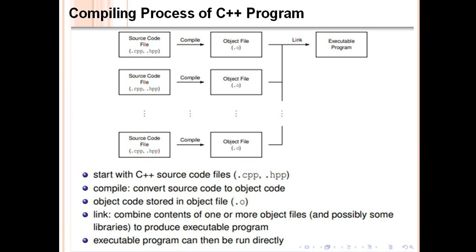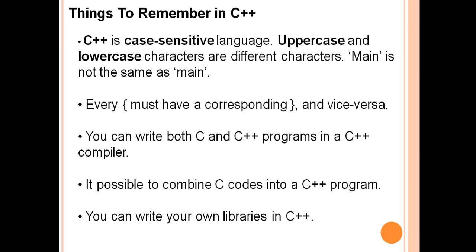So we have here the compiling process. It starts with a C++ source code file, .cpp, .hpp. Compile converts source code to object code stored in an object file. Link combines the contents of one or more object files, and possibly some libraries, to produce an executable program. The executable program can be run directly.